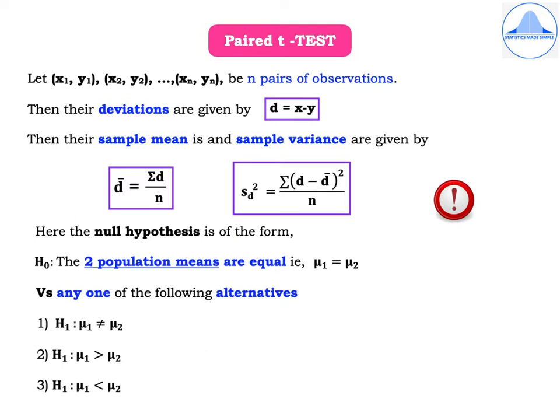Here, the null hypothesis is of the form H naught: the two population means are equal, that is mu1 equal to mu2, versus any one of the following alternatives. First one, H1: mu1 is not equal to mu2, which is a two-tailed test. Second is H1: mu1 is greater than mu2, that is a right-tailed alternative. And third is H1: mu1 is less than mu2, which is a left-tailed alternative.